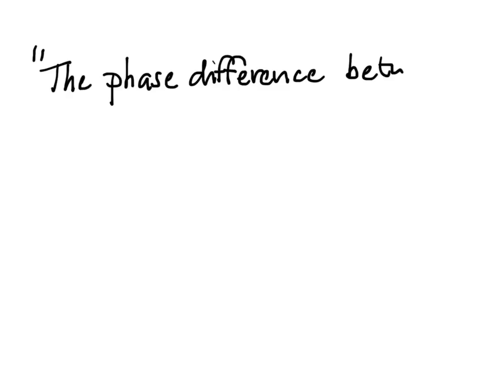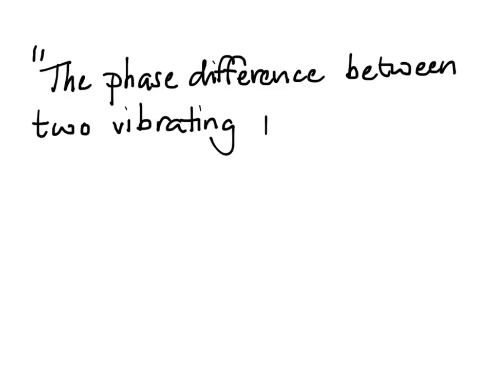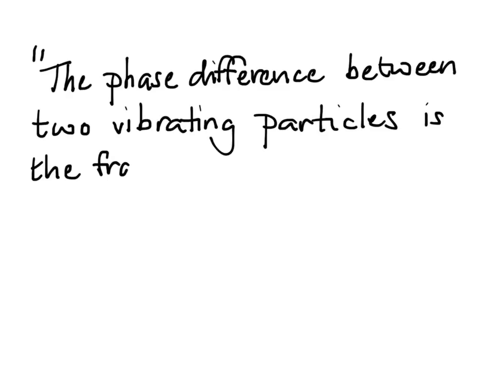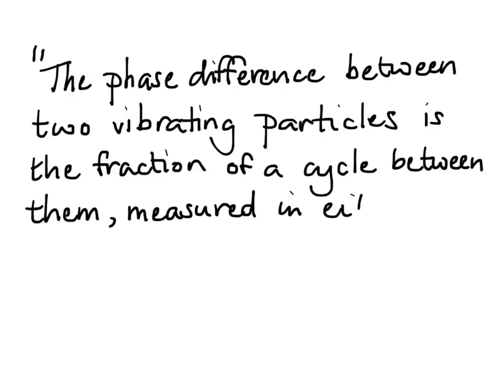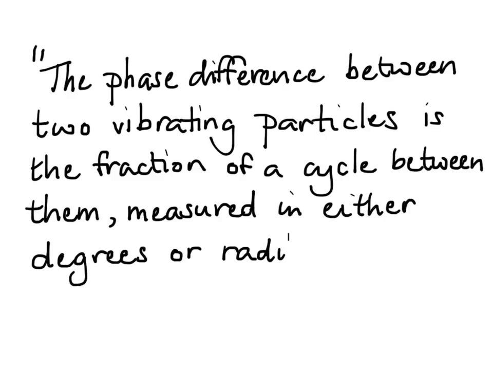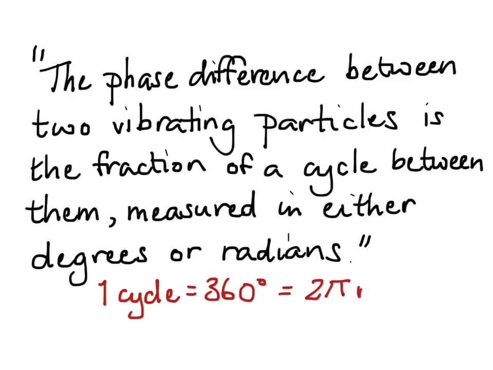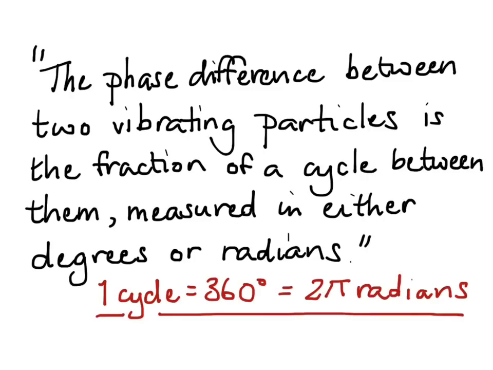So the definition of phase difference is that the phase difference between 2 vibrating particles is the fraction of a cycle between them, measured in either degrees or radians. One cycle is 360 degrees, is also equal to 2 pi radians.